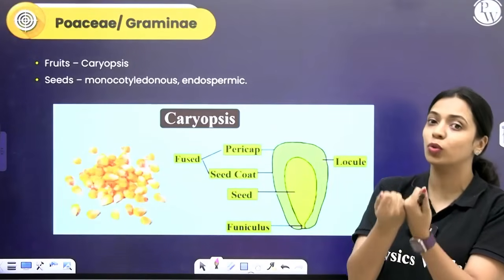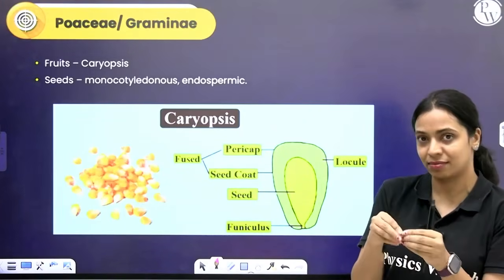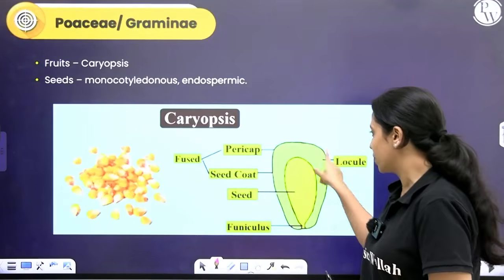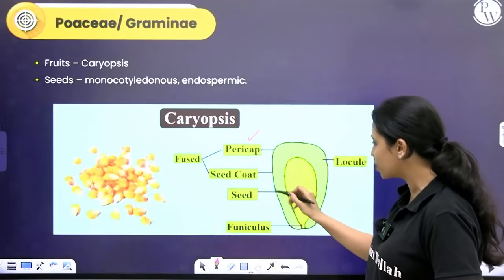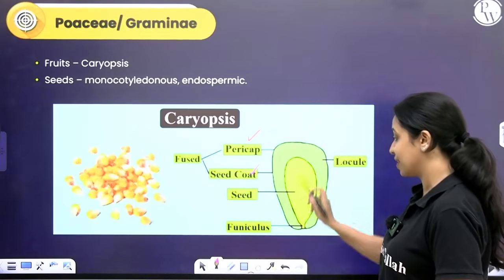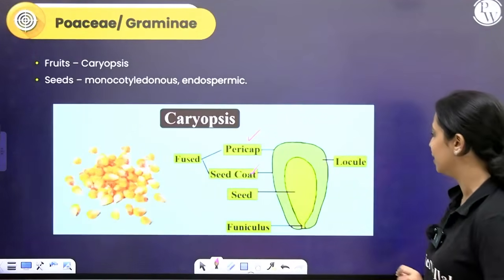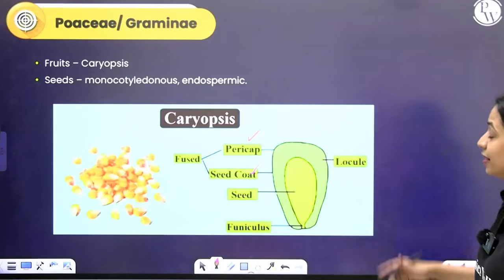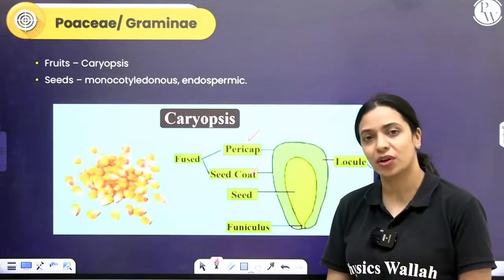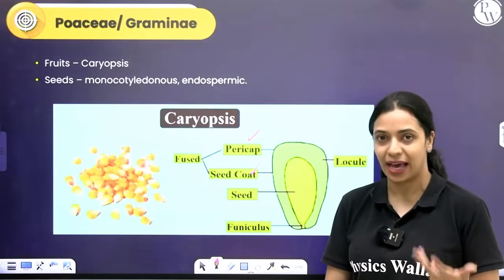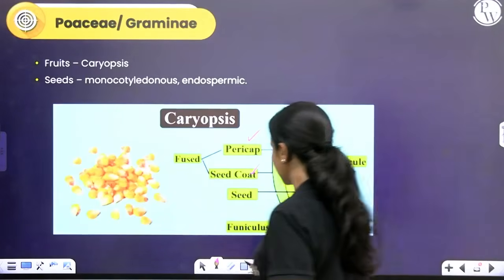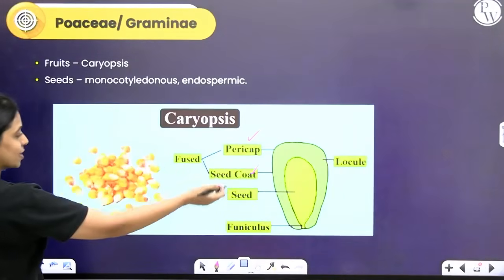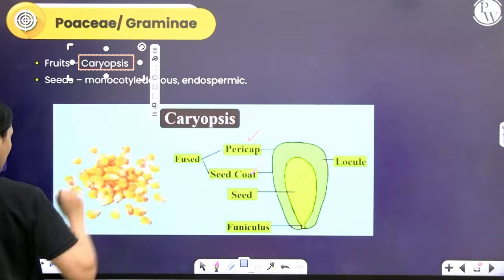You can't peel out the fruit wall and take out the seed. So here the pericarp, which is the fruit wall, would have fused with the seed coat. Inside that you have the seed, but you can't really take it off. Since this is a monocot plant, like the majority of monocot plants, the seeds here will have endosperm. So they are monocotyledonous and endospermic. This kind of a fruit where the fruit wall is fused with the seed coat is called a caryopsis.